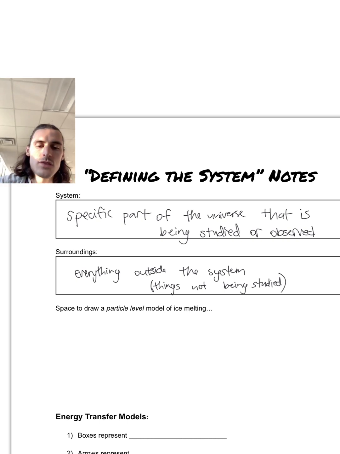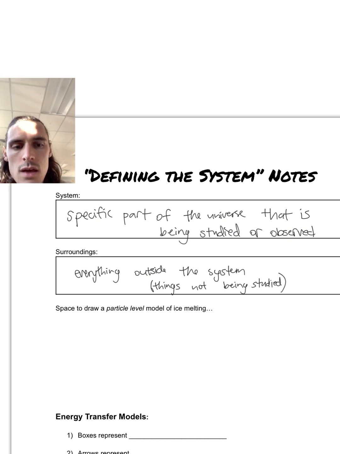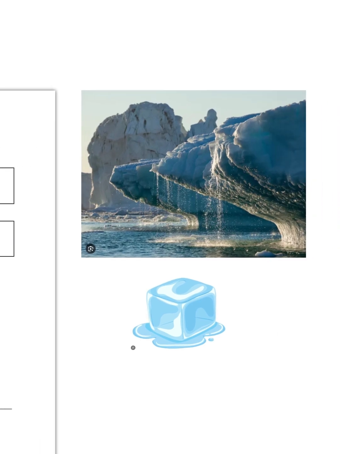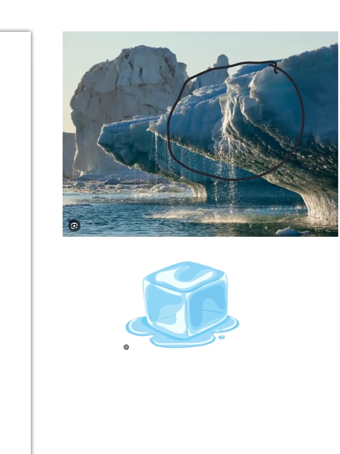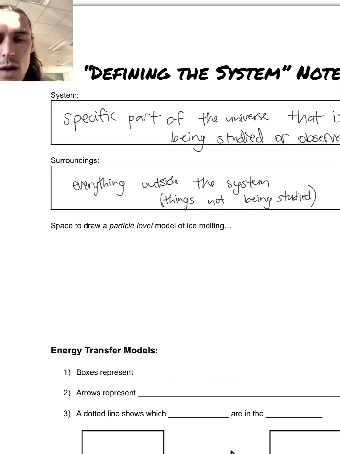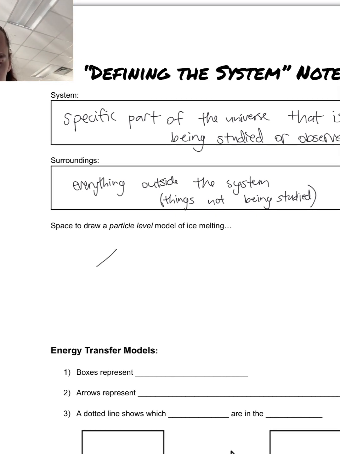And if we want to think specifically about ice melting, and we look over here, here's a quick image of a glacier melting, and let's say that our system is specifically what's going on right here. What's going on right at that interface where ice is turning to water. So here's my little ice cube, ice turning to water, and you see there's space here for you to draw a particle level model of ice melting. So let me try to draw that for you quick.